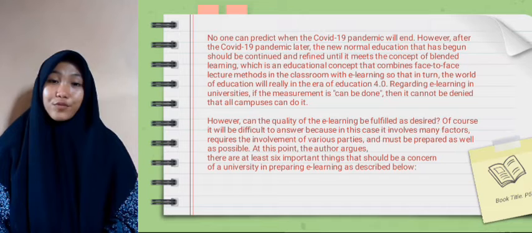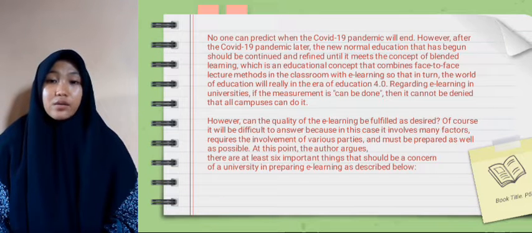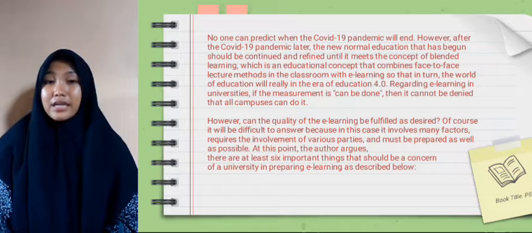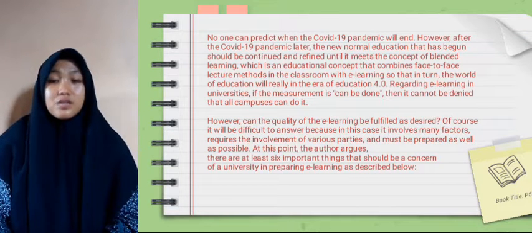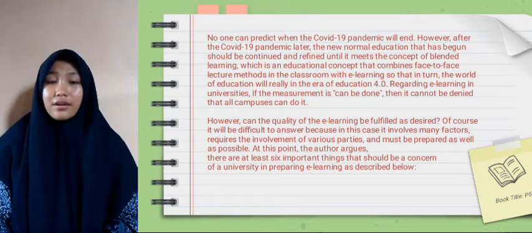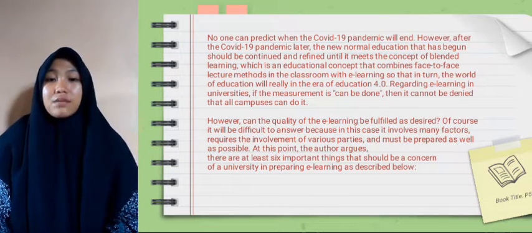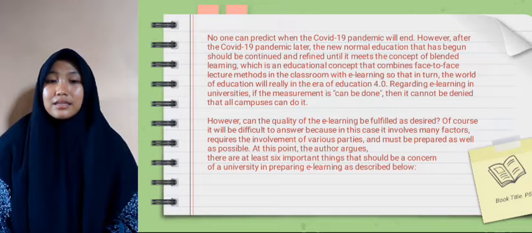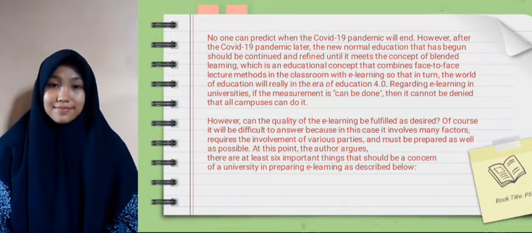No one can predict when the COVID-19 pandemic will end. However, after the COVID-19 pandemic, the new normal education that has begun should be continued and refined until it meets the concept of blended learning, which is an educational concept that combines face-to-face lecture methods in the classroom with e-learning, so that the world of education will truly be in the era of Education 4.0. Regarding e-learning in universities, if the measure is whether it can be done, then it cannot be denied that all campuses can do it.